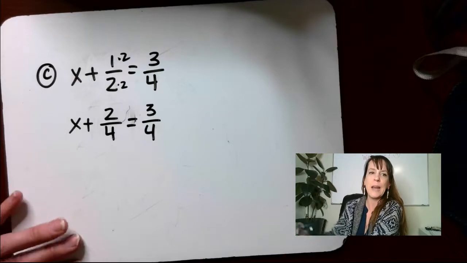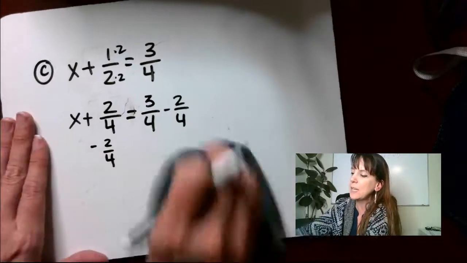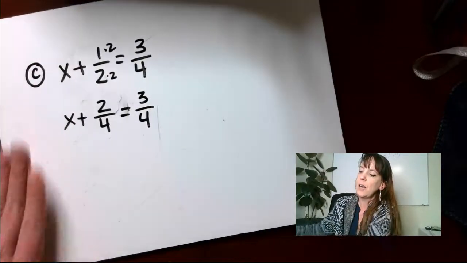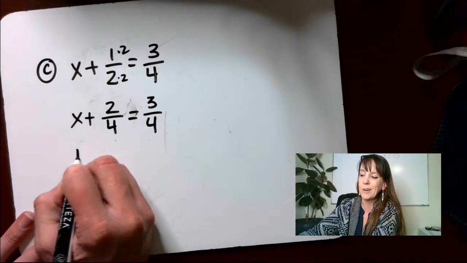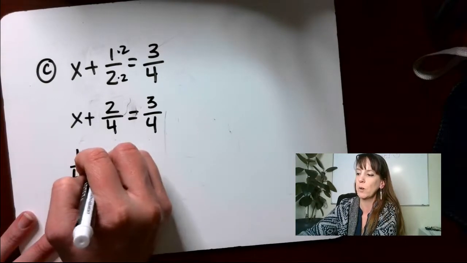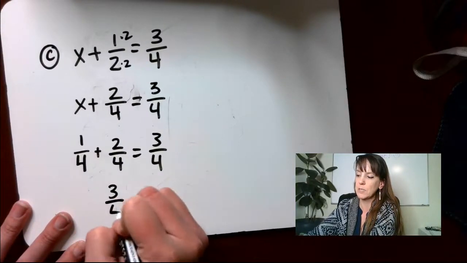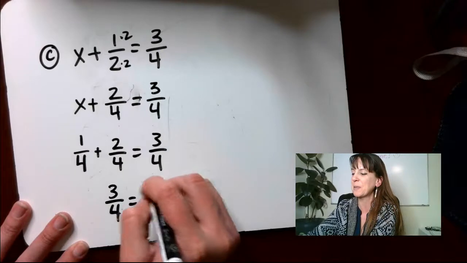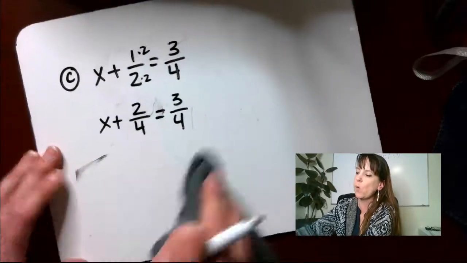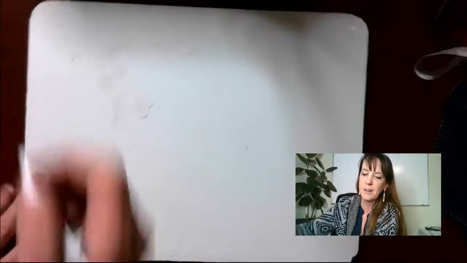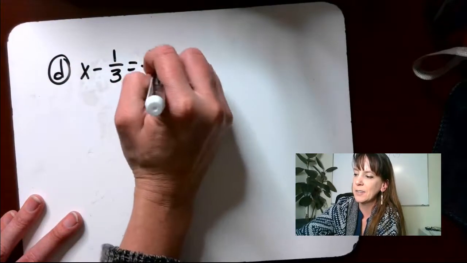Now, looking at this, you don't have to minus 2/4 from both sides if you don't want to, because you can look at it and say, okay, I need something over 4 that when added to 2/4 gives me 3/4. That's just going to be 1/4. Because if we go back and check our work, 1/4 plus 2/4 equals 3/4. 3/4 equals 3/4. Bam, we did it. So sometimes you don't have to show all of your work specifically, but you always have to write the problem down.